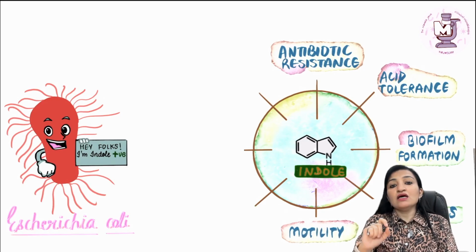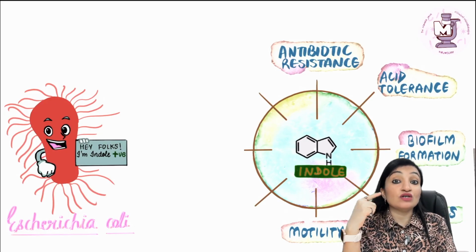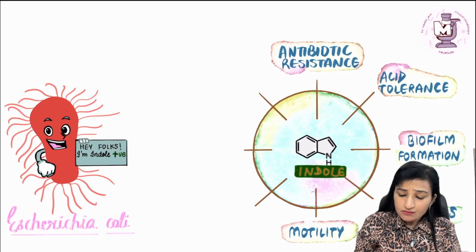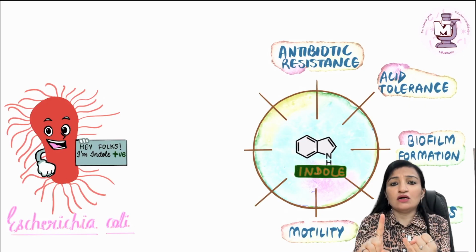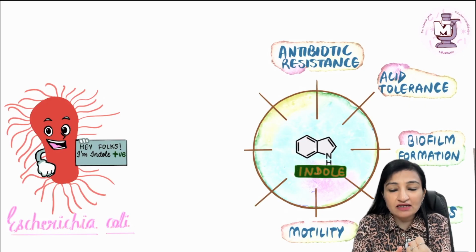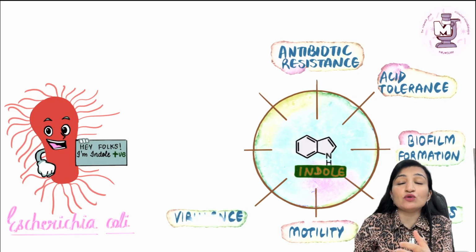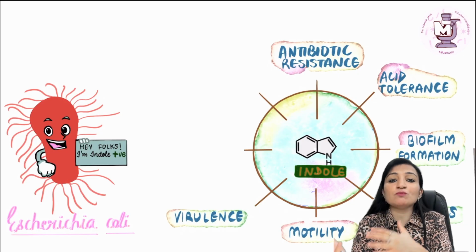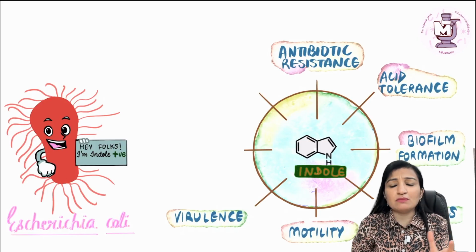Motility. So indole has also been found to contribute to the motility of certain bacteria. Now all of these points so far which I've talked about, the contribution of indole to the lives of bacteria, that is antibiotic resistance, acid tolerance, biofilm formation, then chemotaxis and motility, all of these contribute to the virulence, which brings us to the next point, that is virulence. So it's very easy to remember it like this.